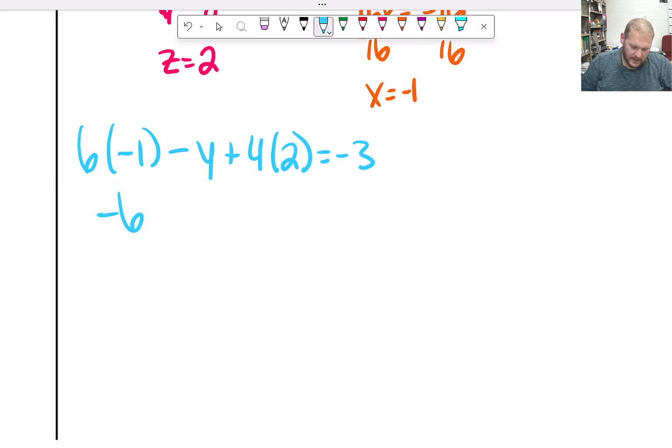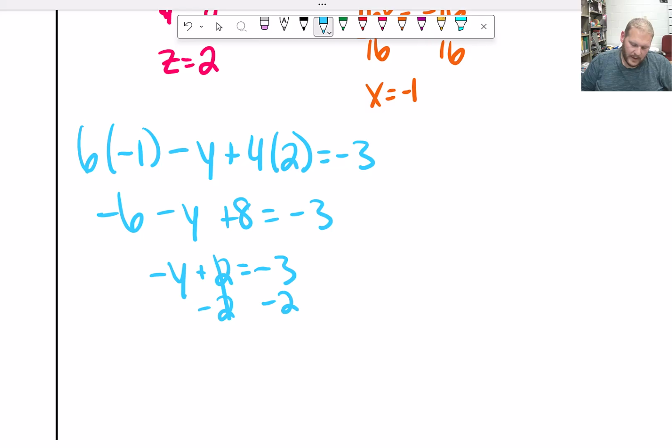So that gives me negative 6 minus y plus 8 equals negative 3. So when I collect my like terms, because negative 6 and 8 are on the same side, we end up with negative y plus 2 equals negative 3. So negative y equals negative 5. So my y value is positive 5.